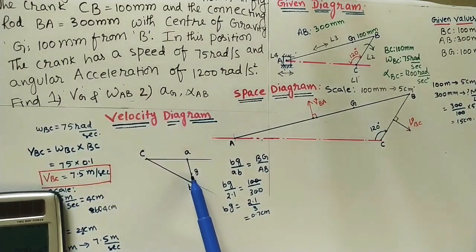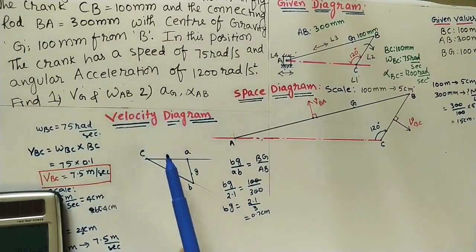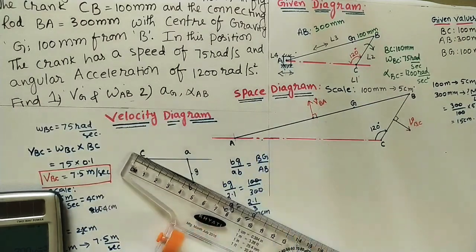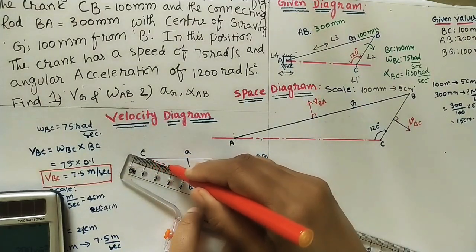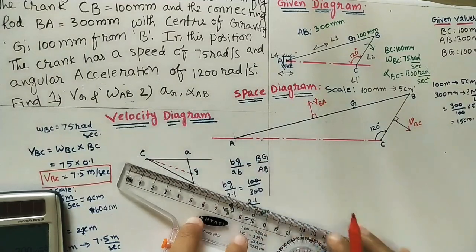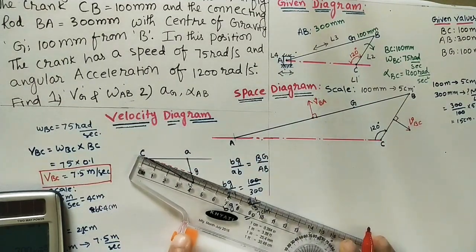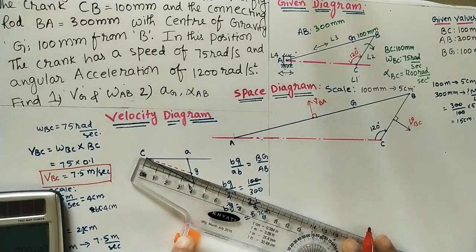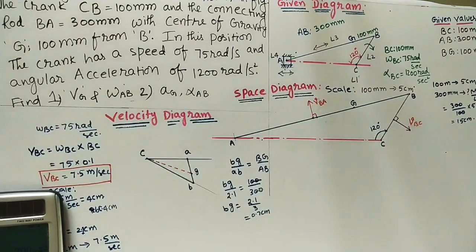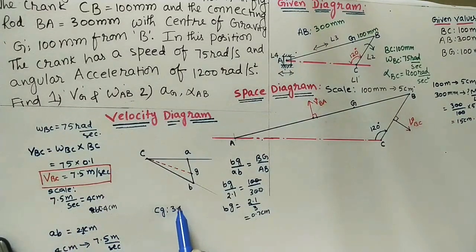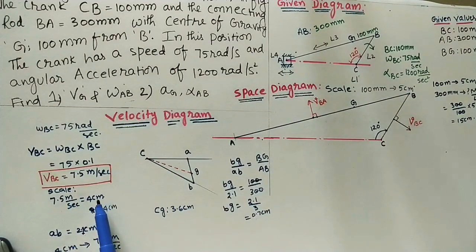After getting the G point, for finding the velocity of G, join C and G. That length will give the velocity of the G point. Join C and G. After joining, measure this length. It is 3.6 centimeters. So CG vector is 3.6 centimeters. But we want velocity, so again take this scale. For 4 centimeter, it is 7.5 meter per second.